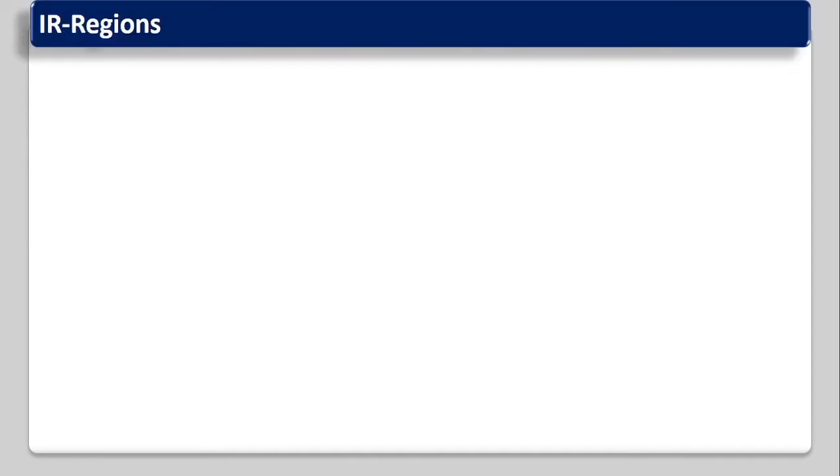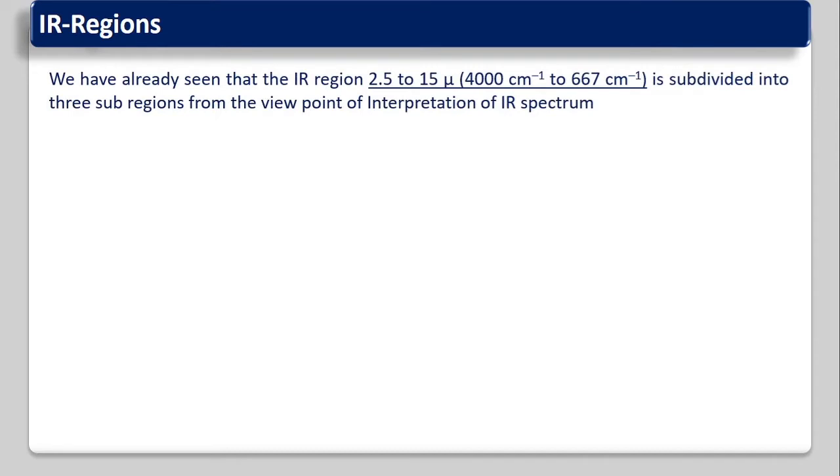Friends, as we know, the IR region is from 800 to 10 raised to 5 nanometer wavelength range. That region is called the IR region. We have already seen that. So the IR region is around 2.5 to 15 micron, that is 4000 centimeter inverse to 667 centimeter inverse, and this is subdivided into three sub-regions.